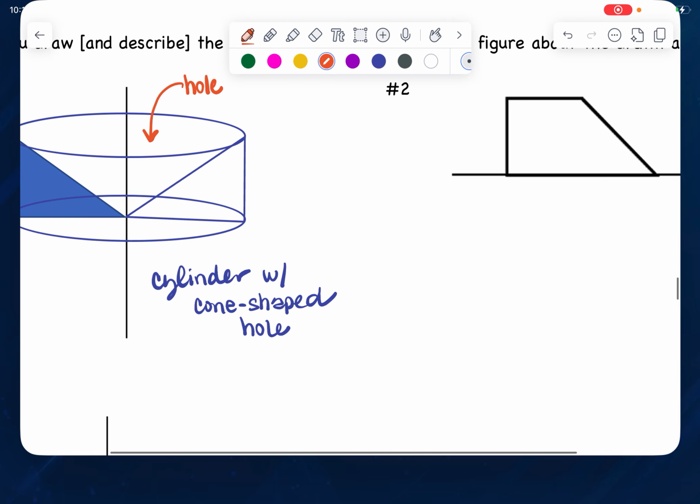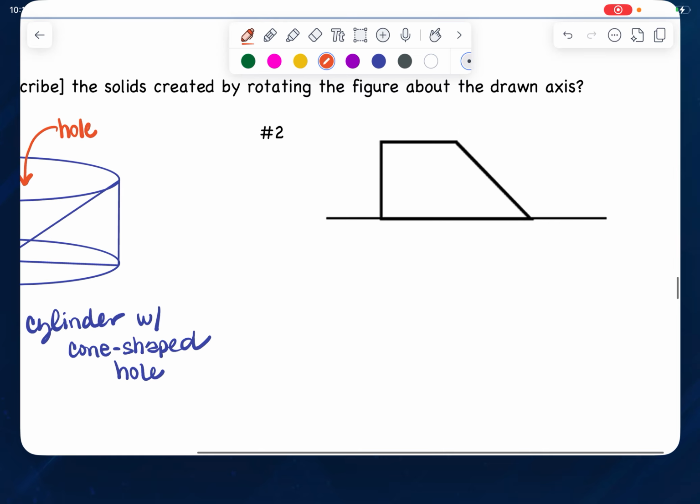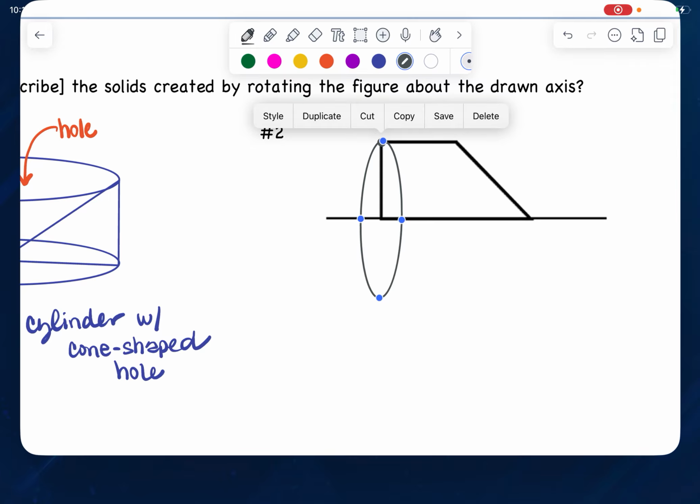All right, number two, we're going to do the same thing. I have all of these vertices. I'm going to start with this top left corner, and he's going to spin around this axis. I'm going to let my app give me a nice pretty oval. There we go, it's pretty centered.